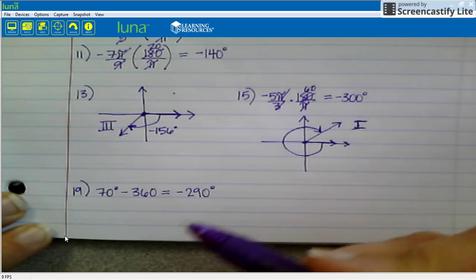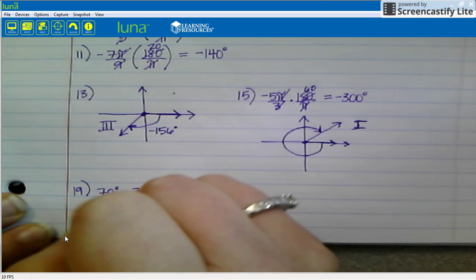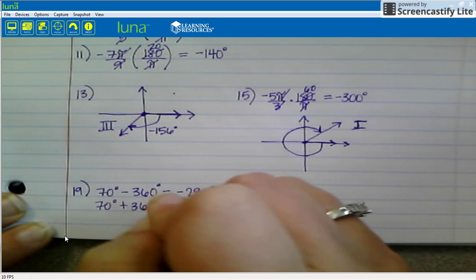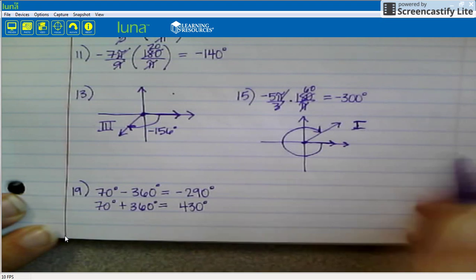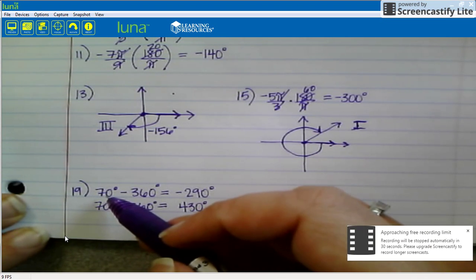Now I can also have a coterminal angle that is more than 1 revolution, and this is where you would add 360 degrees to it. And so this will give you a positive 430 degrees. That would also have the exact same coterminal angle as the 70 degree angle.